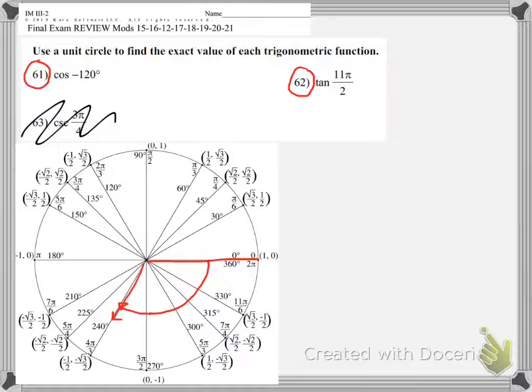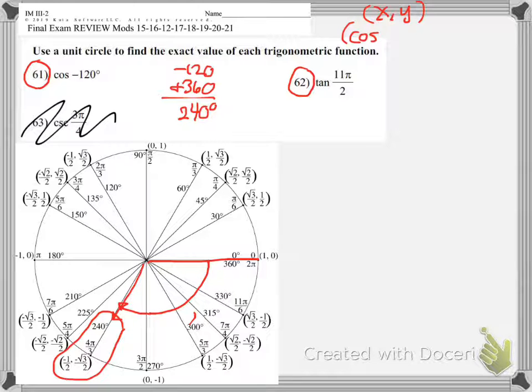For some of us, we want to do that coterminal thing and just say negative 120 plus a full circle takes me to positive 240 degrees. Then I can find 240 degrees, and 240 degrees is right here. And I want you to remember that when you look at the points on the unit circle, the x and the y points, the x is the cosine theta, and the y is the sine theta.